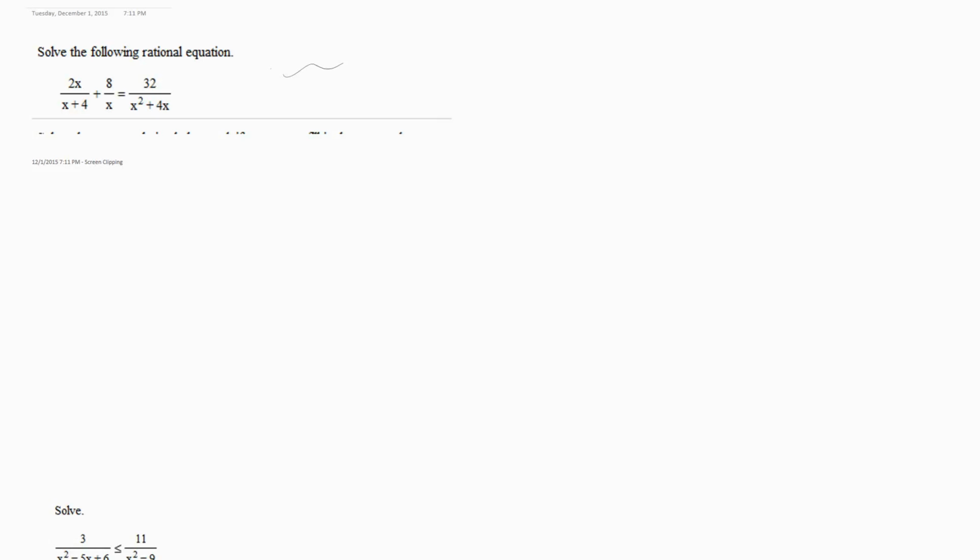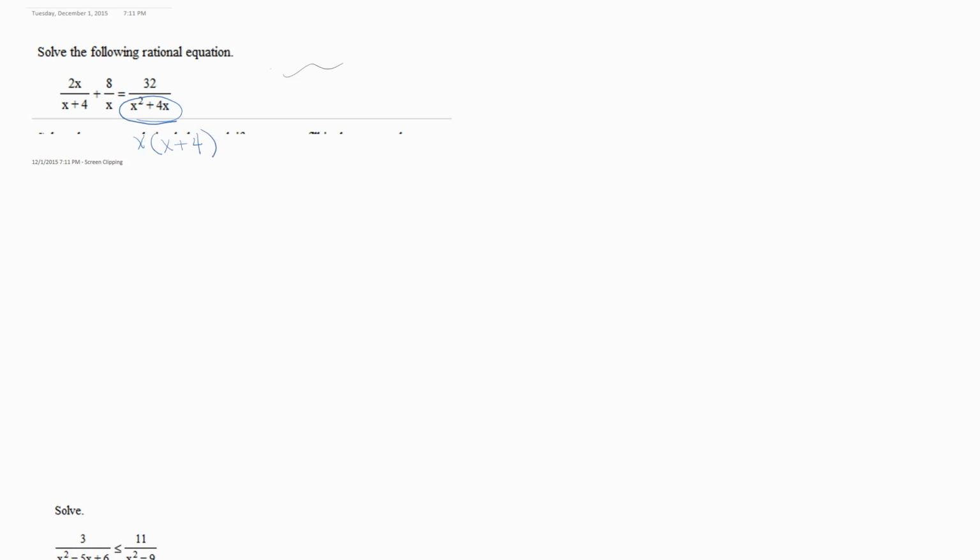So 2x over x plus 4 plus 8 over x equals 32 over x squared plus 4x. So the first thing we need to do is find the least common multiple of all 3 denominators. First I want to look at this denominator and see how we can factor it. Both terms have an x in it. This x squared obviously has an x and the 4x. So this factors, we can pull out an x as x times x plus 4.